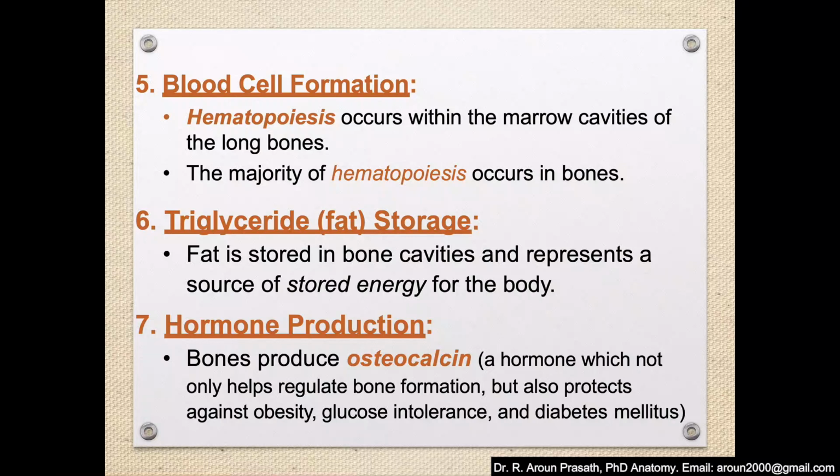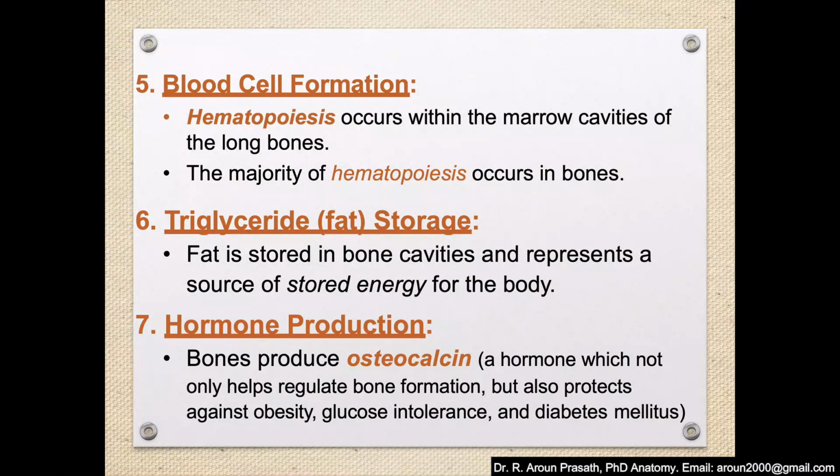Then fat storage. As I told you, as age progresses, the red bone marrow is replaced by fat cells, and these fats are stored in the bone cavity. This takes place as age progresses.